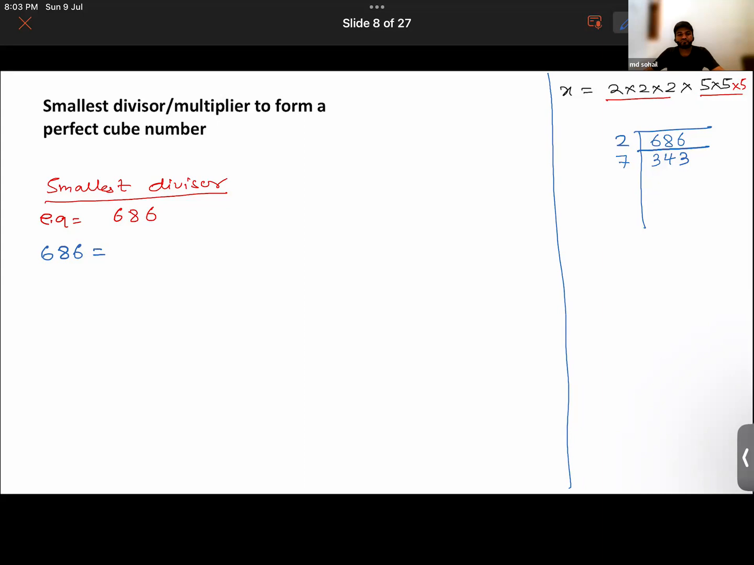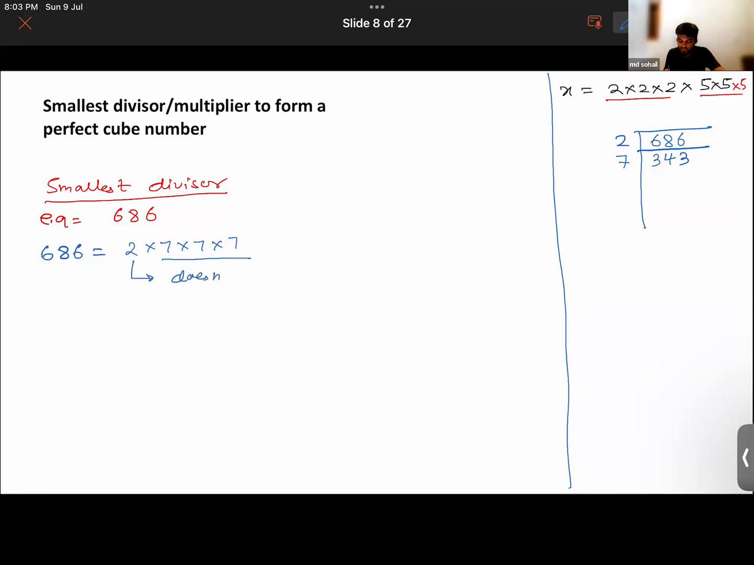Sir, it's 2 into 7 into 7 into 7. Yes, it's 2 into 7 into 7 into 7. Very good. So notice the number 2 here. It does not occur in a triplet, right? Yes, sir. While 7 occurs in a triplet.